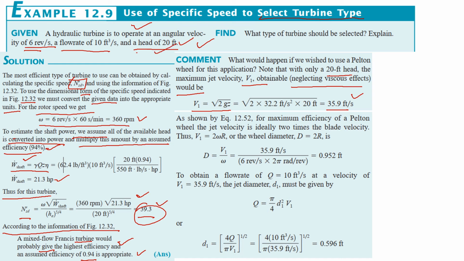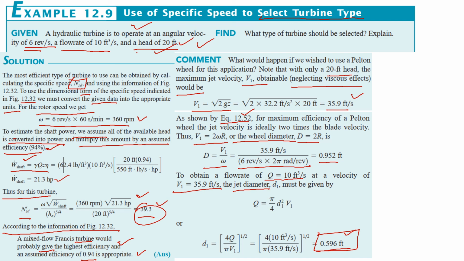So the jet velocity will be this much, and as shown in equation 12.52, for maximum efficiency of a Pelton wheel, the jet velocity is ideally 2 times the blade velocity. So V1 should be equal to 2 omega r, and the wheel diameter d is equal to 2r. So we are going to find our wheel diameter, and to obtain a flow rate of 10 cubic foot per second at a velocity of V1, the jet diameter can be calculated, and it comes out to be 0.596 foot.